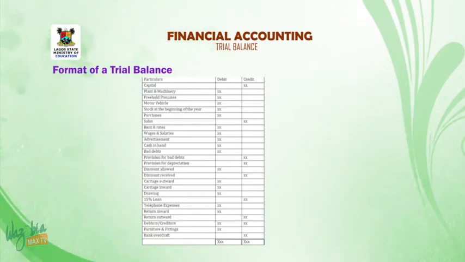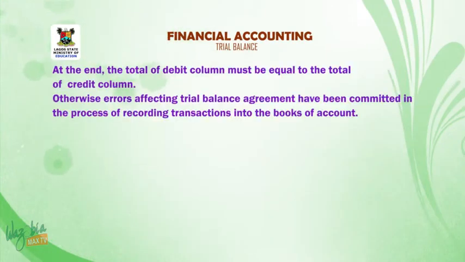You will now total every figure on the debit column and every figure on the credit column. Both the debit column and the credit column must have the same total. At the end, the total of the debit column must be equal to the total of the credit column. Otherwise, errors affecting trial balance agreement have been committed in the process of recording transactions into the books of accounts.